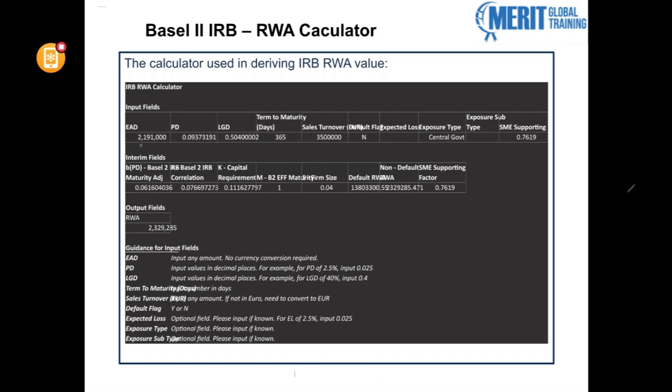Okay, so in this calculator, we have our input fields. We have our EAD value. You need to input your EAD value into the system, your PD value into the system, and the LGD into the system.